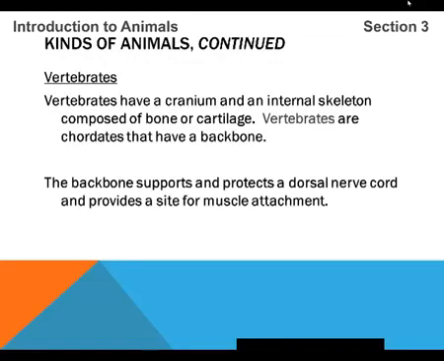Vertebrates. Vertebrates have a cranium and an internal skeleton composed of bone or cartilage. Vertebrates are chordates that have a backbone. The backbone supports and protects a dorsal nerve cord, so dorsal being the top. If we think about nerve cords in other organisms, the dorsal side is the top side.